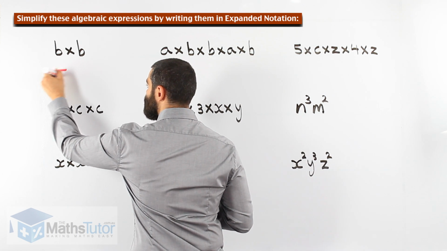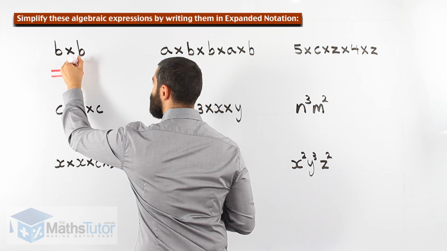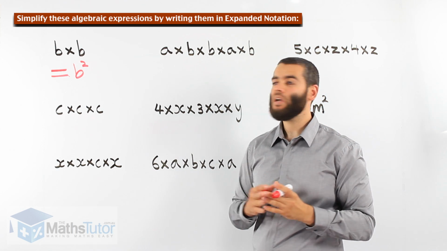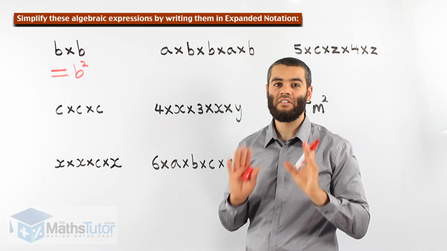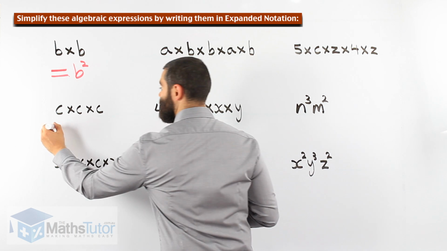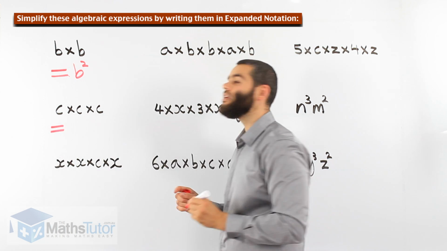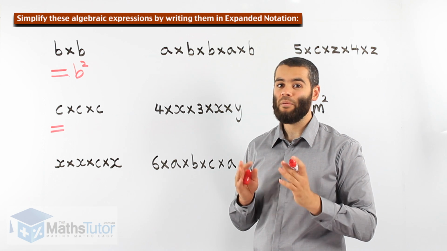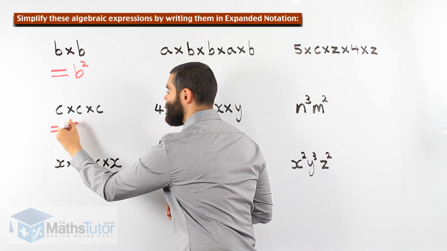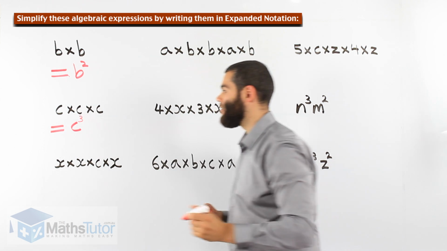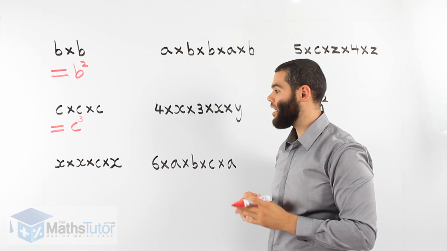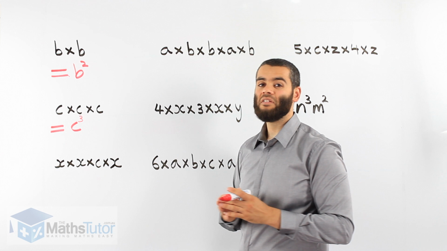b times b is b squared. Like we said, 5 times 5 is 5 squared. In algebra, the pronumerals behave in exactly the same manner. b times b, b squared. This one here, c times c times c. What do you think is to happen? How many c's are there multiplying each other? There are 3 c's. 1, 2, 3, c to the power of 3. It's that easy.